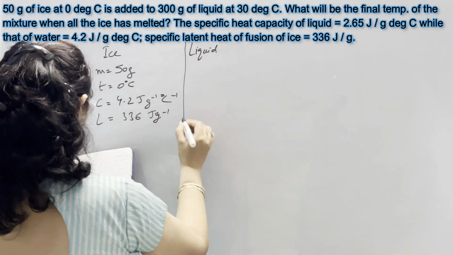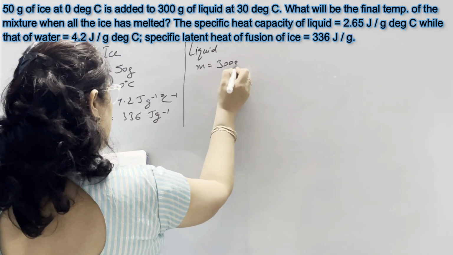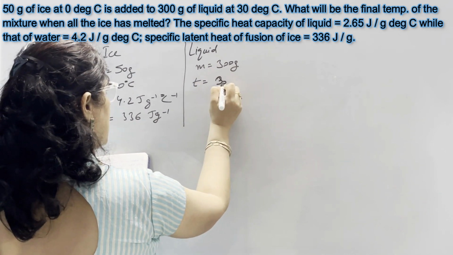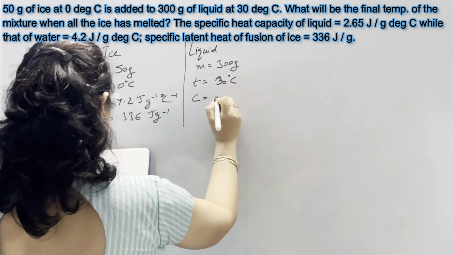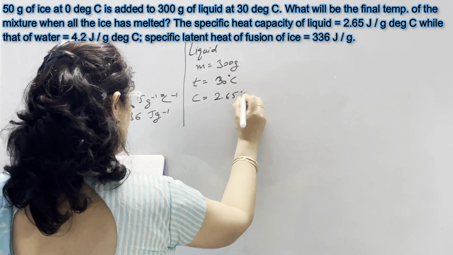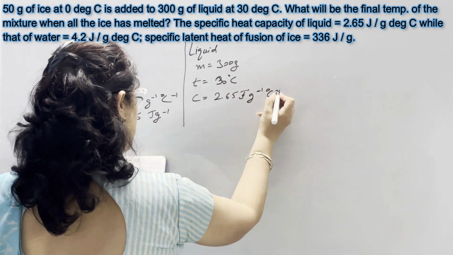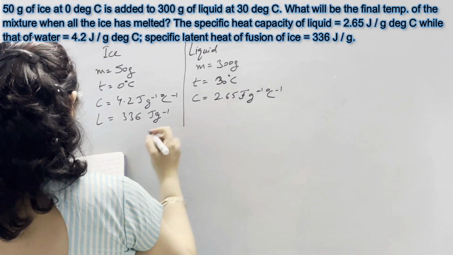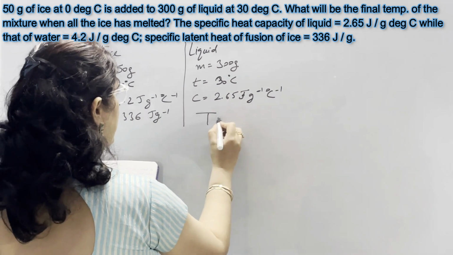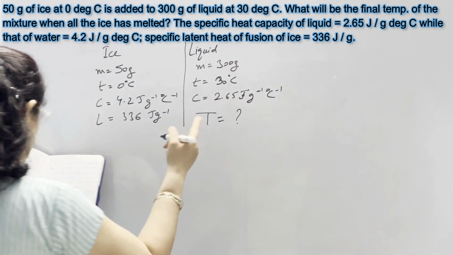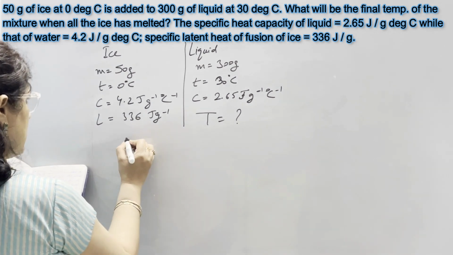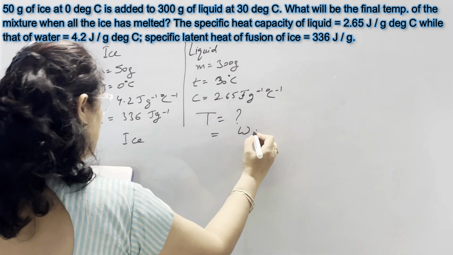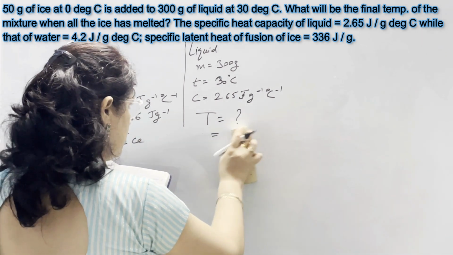Now, in the case of liquid, mass is given as 300 gram, temperature is given as 30 degrees Celsius and C is 2.65 joule per gram degree Celsius. And T we need to calculate. When all the ice is melted, calculate the final temperature. In this question, this we need to calculate. Now, heat energy taken by ice is equal to heat energy given by liquid, not water, liquid.